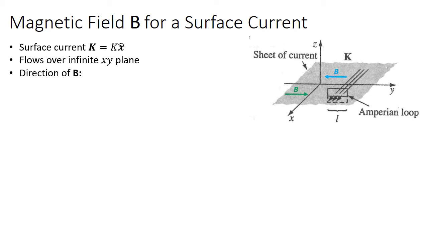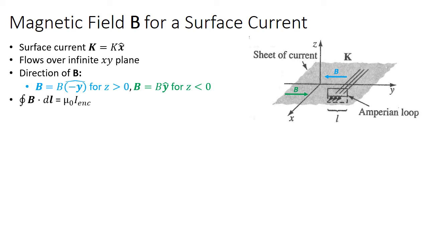Now let's consider the direction of B. Since the current I is flowing in the same direction as the surface current density, we use the right-hand rule to determine that above the sheet of current, the magnetic field is in the minus y hat direction, and below, the magnetic field is in the y hat direction. There is no x hat or z hat component for the magnetic field.